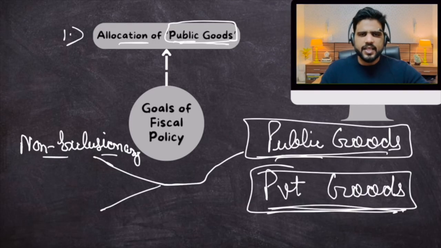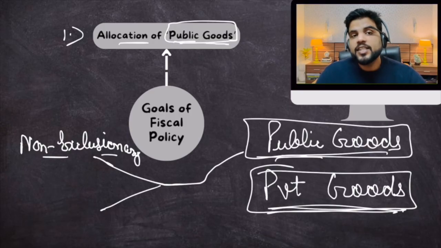I'll explain this with an example. Okay, roads. Okay, public roads. Now these roads are available to all. Anyone can travel on it. Any citizen of India can travel on it. No one is excluded. No one is excluded from using that public road. So public road is what? Is a public good. Okay.